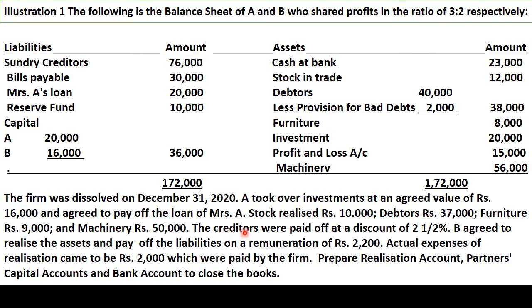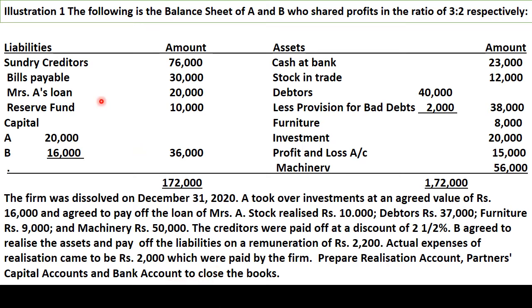And it is given to us that creditors are to be paid at a discount of 2.5%. B agreed to realize the assets and pay off the liabilities on a remuneration of 2200. It means that 2200 is payable to B for his services. Now actual expenses for realization come to rupees 2000, which were paid by the firm. Prepare realization account, partners' capital accounts and bank account to close the books.